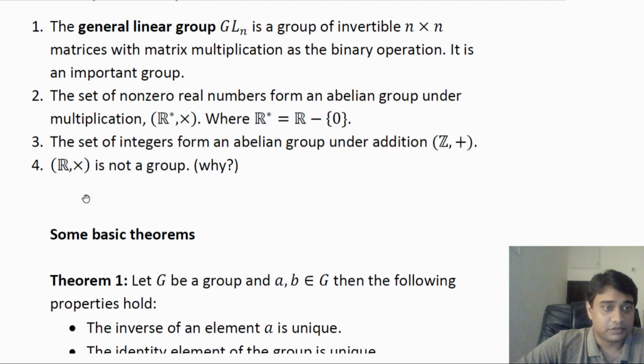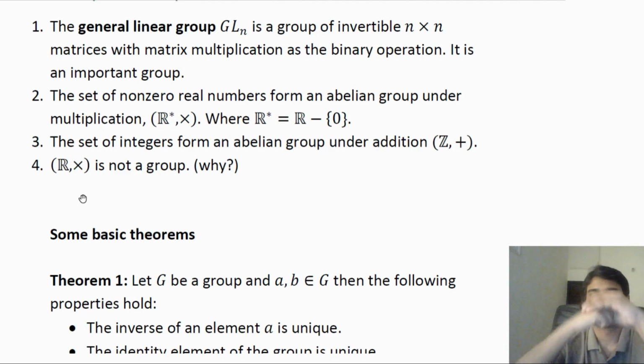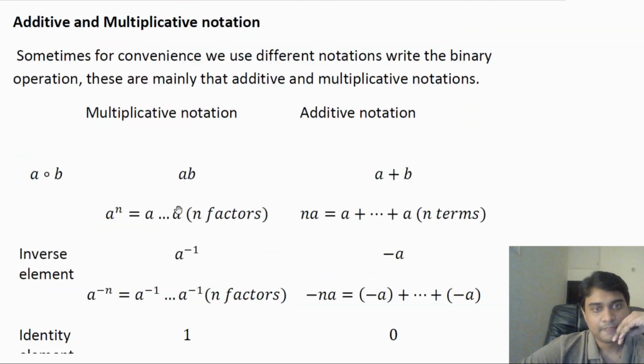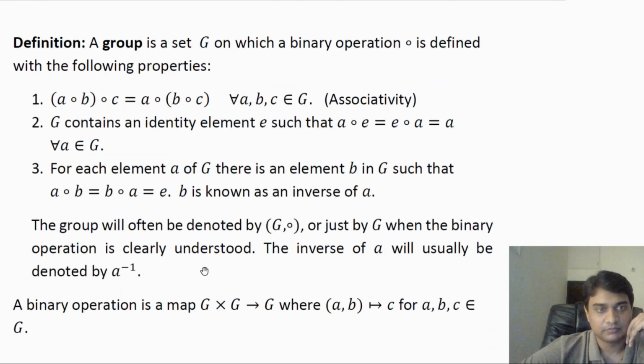Okay, so now R, the set of real numbers under multiplication, is not a group. Why is it not a group? Right, so think about it yourself. For a group there are two things: a set and a binary operation defined on the set. Multiplication obviously is defined on the real numbers. So it is not a group because one of the three properties fails to hold. If any of the three properties fails to hold, then it is not a group.